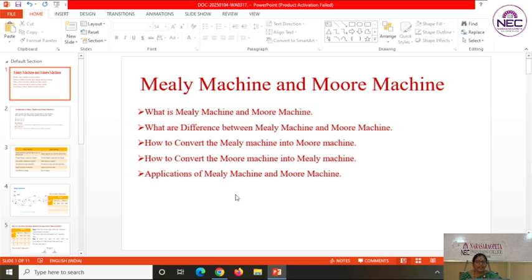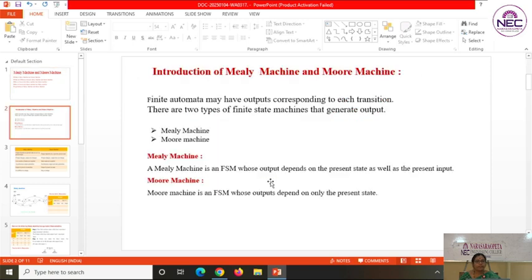Today we are discussing the Mealy machine and Moore machine. What are the Mealy machine and the Moore machine? What are the differences between the Mealy machine and the Moore machine? How to convert the Mealy machine into the Moore machine? How to convert the Moore machine into the Mealy machine? And applications of the Mealy machine and the Moore machine.